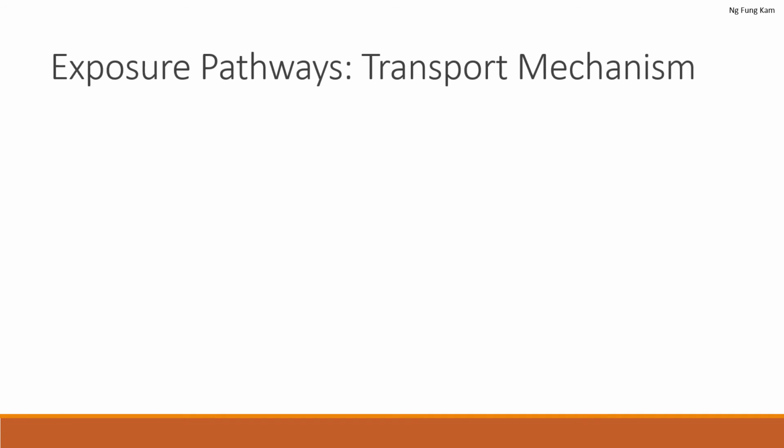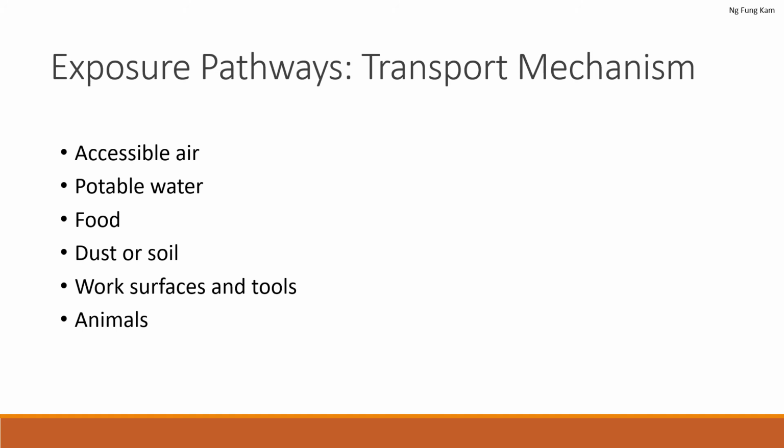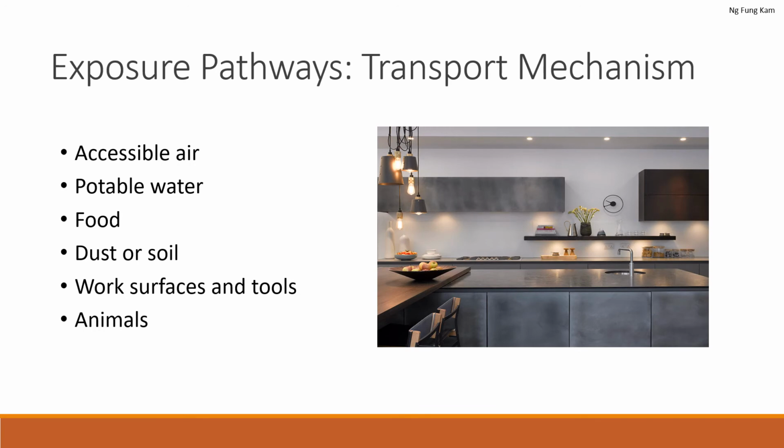Moreover, this is the transport mechanism. Our topic is focused on the kitchen, so there are accessible air, potable water, food, dust, work surfaces and tools, and even the animals in the kitchen will be the transport mechanism.